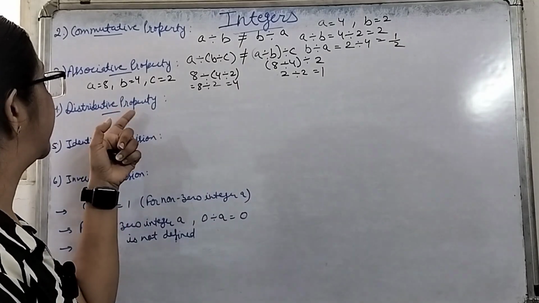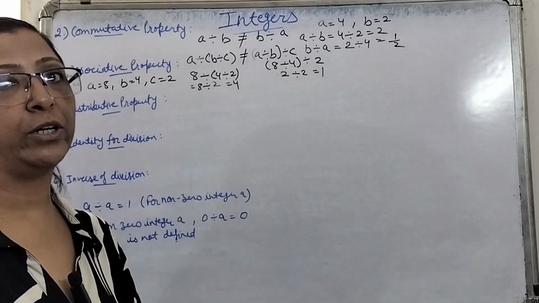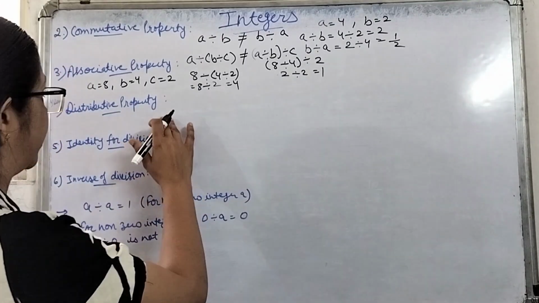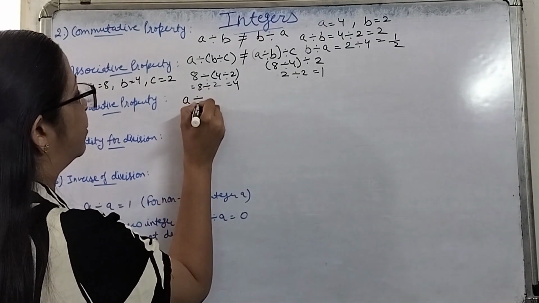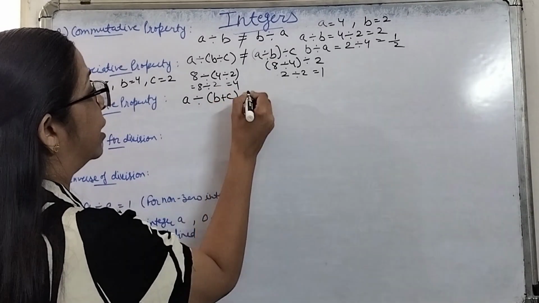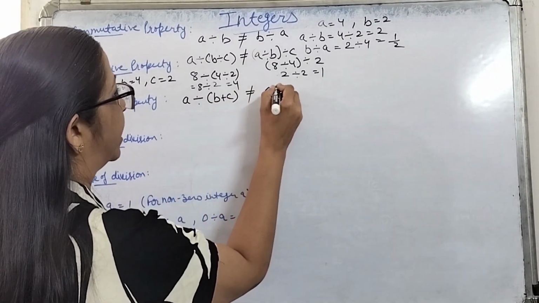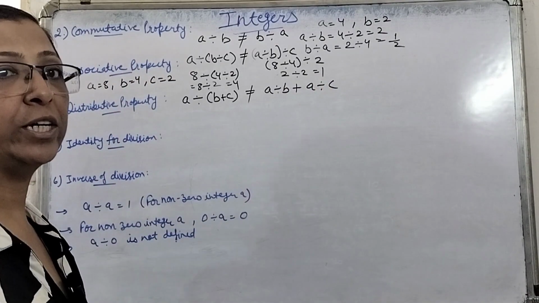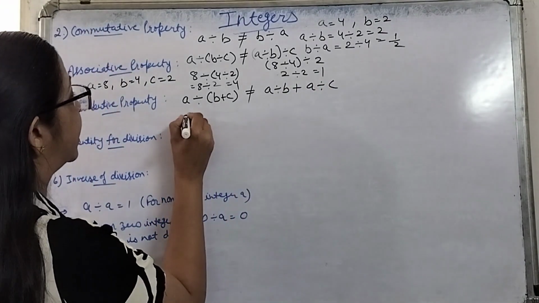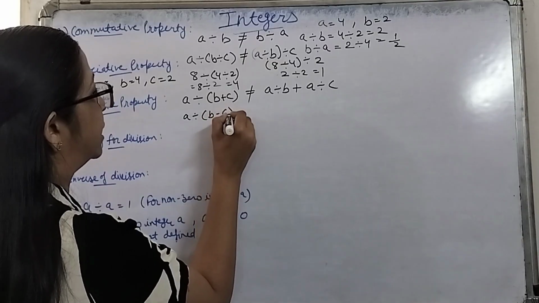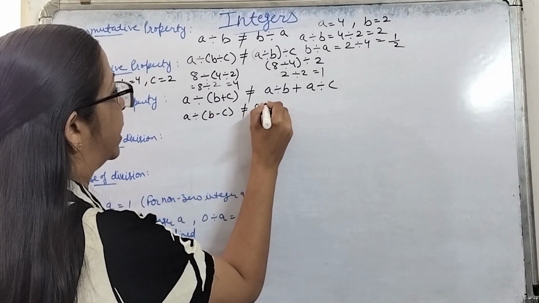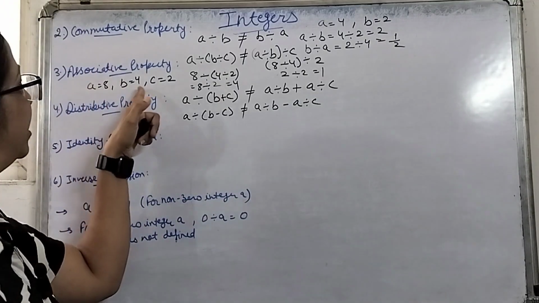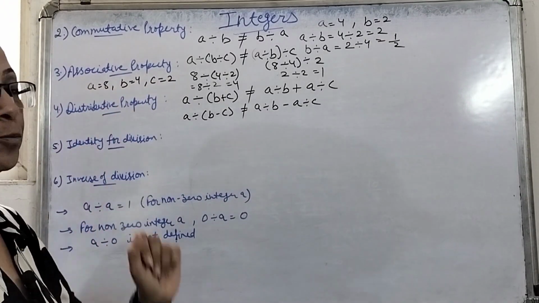Similarly, division of integers does not satisfy the distributive property either, neither over addition nor over subtraction. That simply means a divided by (b plus c) will not be equivalent to a divided by b plus a divided by c. It is not going to be equal. Similarly, a divided by (b minus c) will not be equivalent to a divided by b minus a divided by c. Suppose the values of a, b and c are 8, 4 and 2 only.